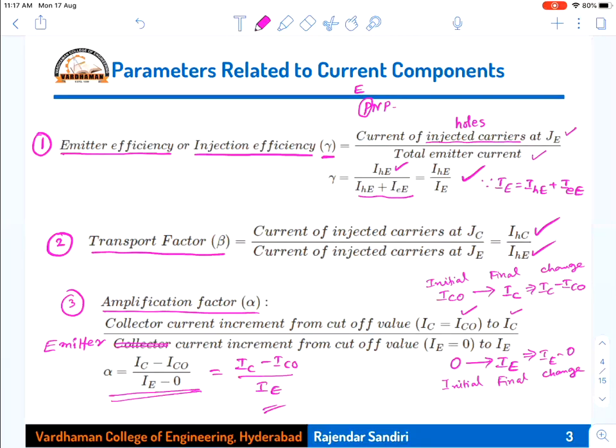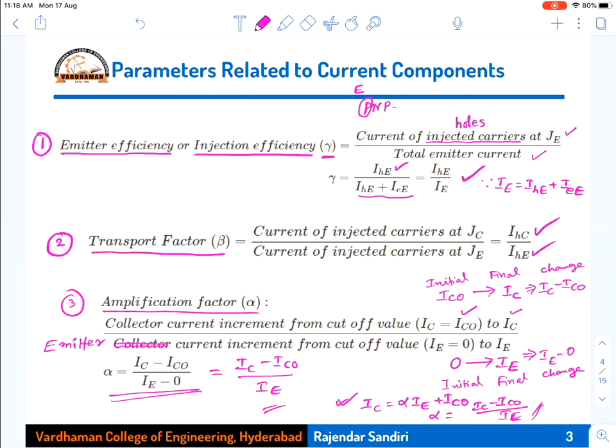Okay, so this can also be written like this, right? How did you get this alpha value? IC is equal to alpha IE plus IC naught. This was the equation we have seen in the previous slide. So in this, alpha is equal to IC minus IC naught by IE. Is it not like that? The same thing here also.